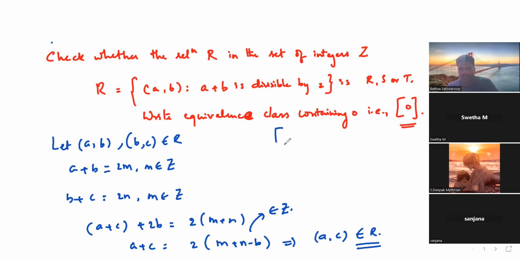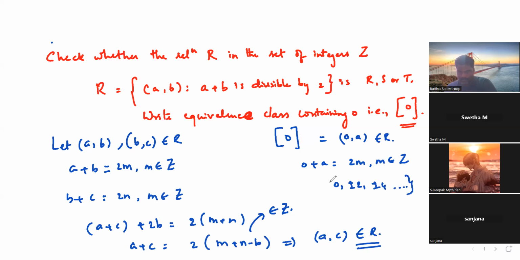Now what I will do, sir? I need the class containing 0. So take (0, A) belongs to R. So 0 plus A is equal to 2M, where M belongs to Z. So your values will be 0, plus or minus 2, plus or minus 4, like that and so on.